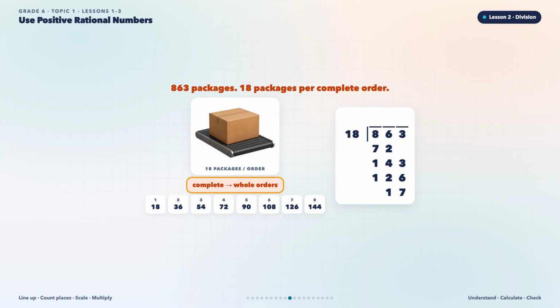18 goes into 86 4 times, because 4 times 18 is 72. 86 minus 72 is 14. Bring down the 3, 143. 18 goes into 143 7 times. 7 times 18 is 126. 143 minus 126 is 17. 47 remainder 17. So 47 complete orders and 17 packages left over.